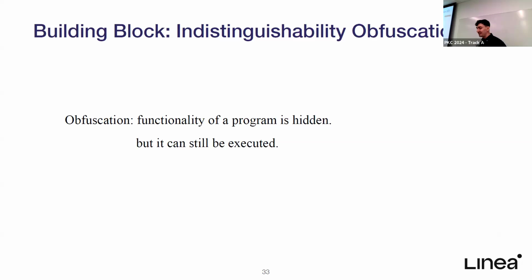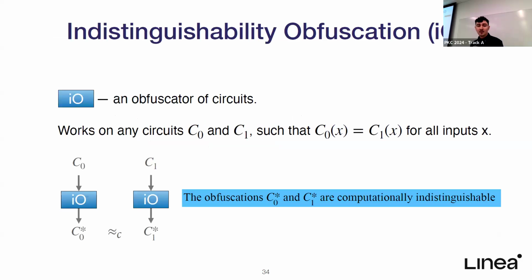Now that I convinced you that falsifiable assumptions are nice, let's look at our first building block, which is indistinguishability obfuscation. As in previous talks, obfuscation says that the functionality of a program is hidden, but it can still be executed. The formal definition is that you have two circuits that evaluate the same function, so they evaluate in the same way for all possible inputs. Once you pass them through an obfuscator, they look computationally indistinguishable. You might think this is boring, because why would you want to hide things that compute the same function? But they compute it in different ways, and that is what is being hidden.